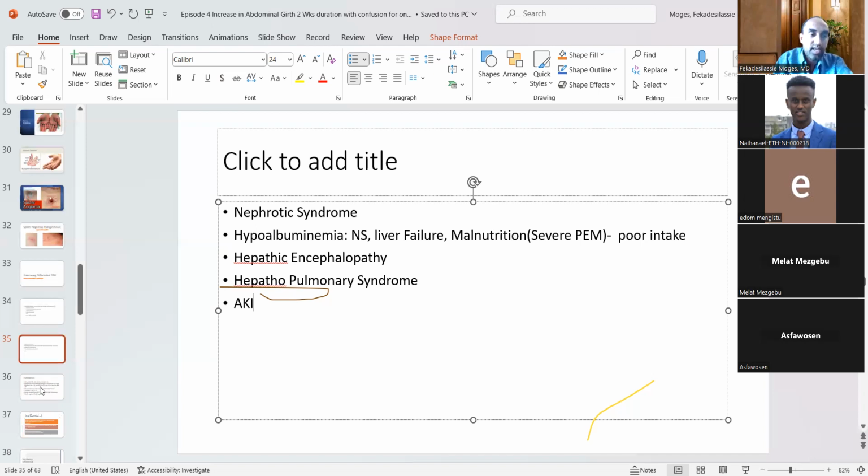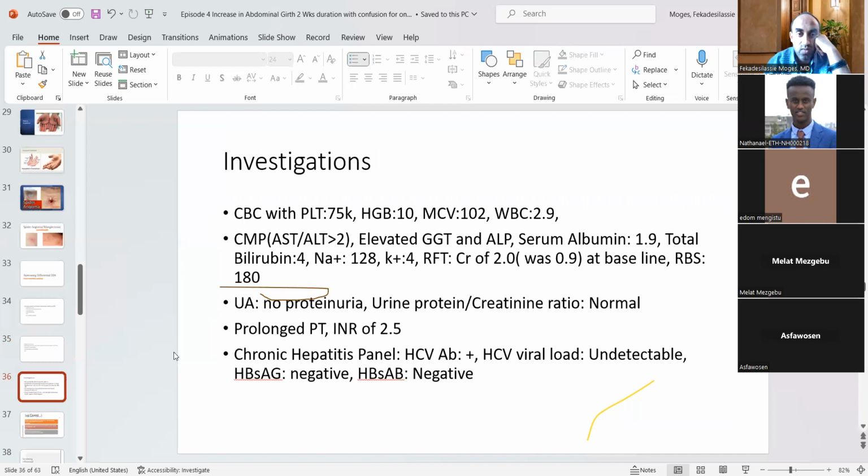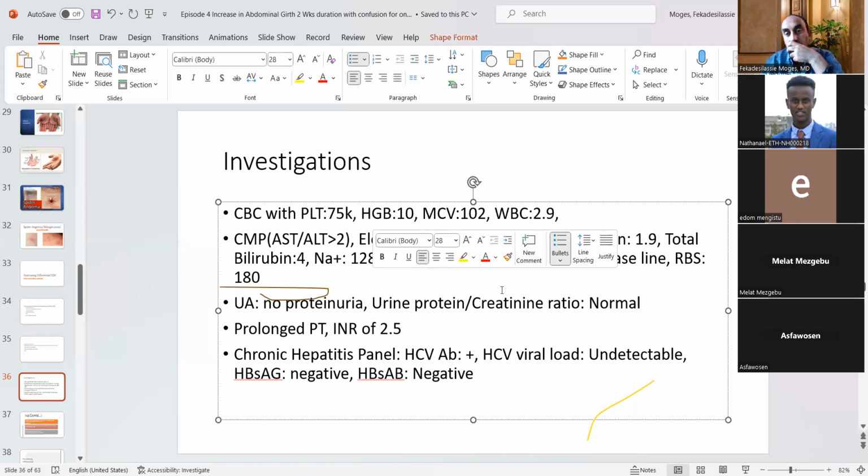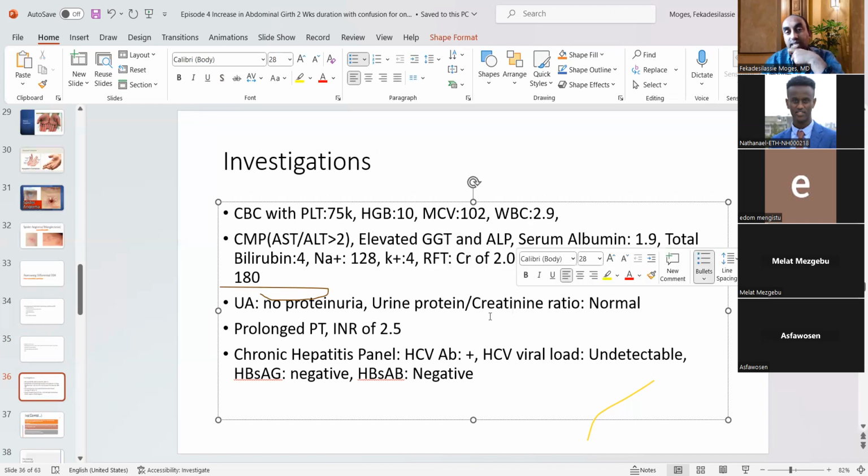OK, let's see. The patient's platelets, I won't repeat, already. The other thing you forgot is electrolytes. So his sodium is 128, is that what you expect? Hyponatremia is a possibility, right? So it's a possibility. And creatinine was 2, baseline it was 0.9, so it's a significant bump in the creatinine.